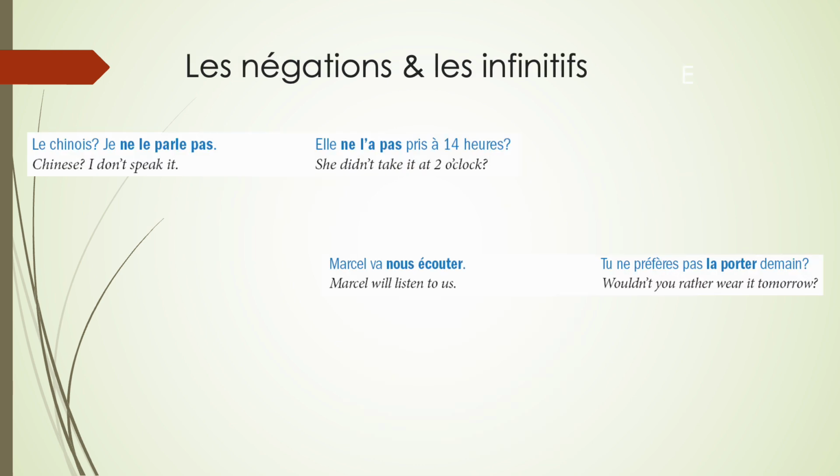Few other things to talk about. Négation. So when you figure out which verb your past participle goes with, nothing can ever come between them. They're together forever. So the ne and the pas go around the direct object and the verb. So le chinois, je ne le parle pas. I don't speak it. So ne, and then you have your pronoun, le, and then you have your verb, parle, and then you have pas. Je ne le parle pas.